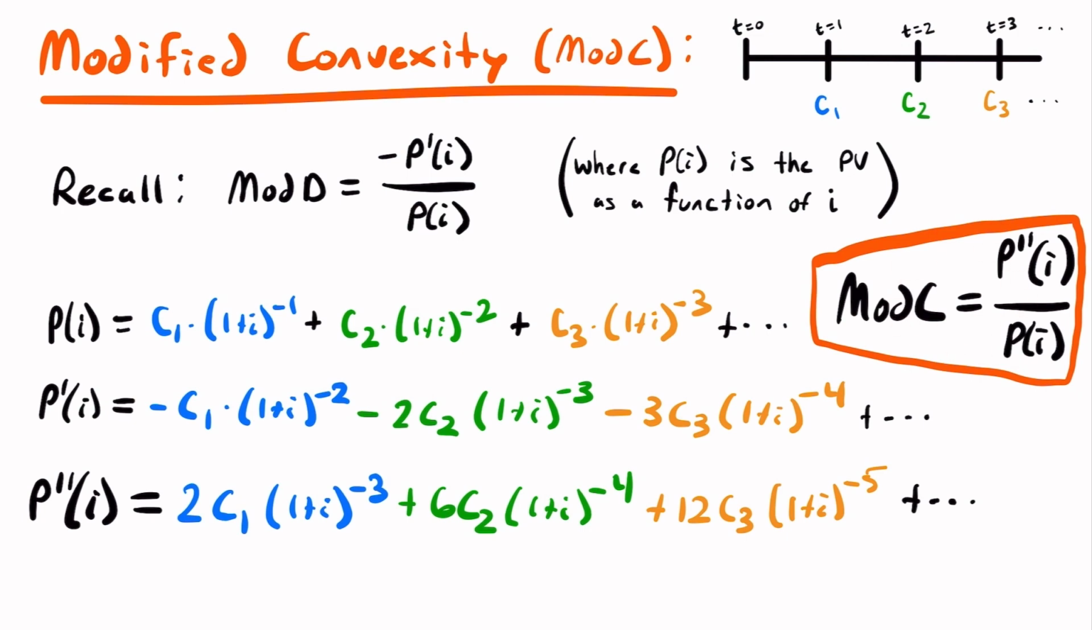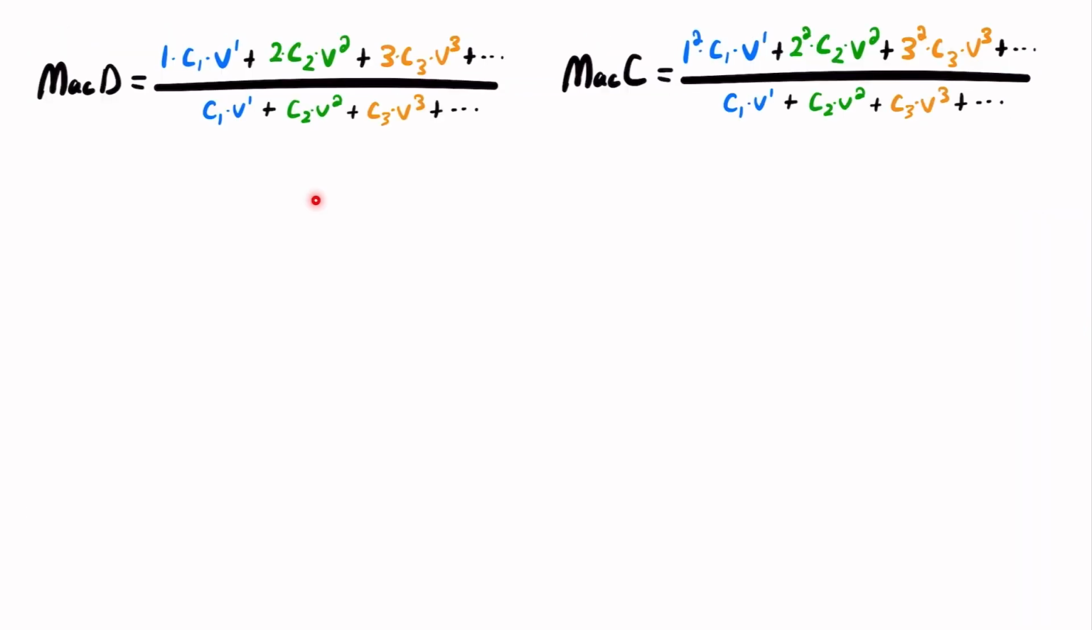However, there is another way to calculate it. We can find another way to represent the modified convexity by analyzing the Macaulay duration and the Macaulay convexity. It's actually pretty cool, so let's take a look at that next. Okay, so here we have the calculations for the Macaulay duration for a set of cash flows and the Macaulay convexity for a set of cash flows. Remember that they're essentially the same calculation, except the Macaulay convexity has each of those times squared.